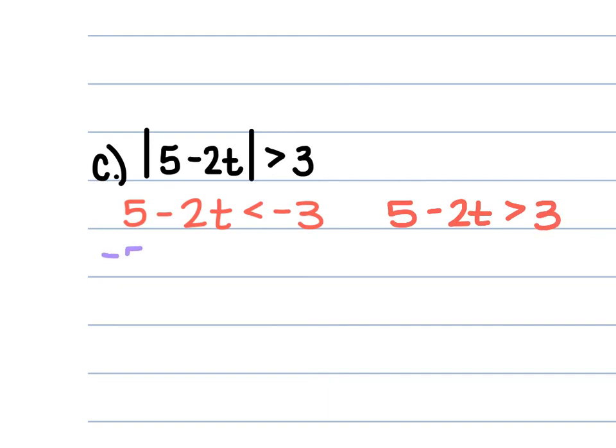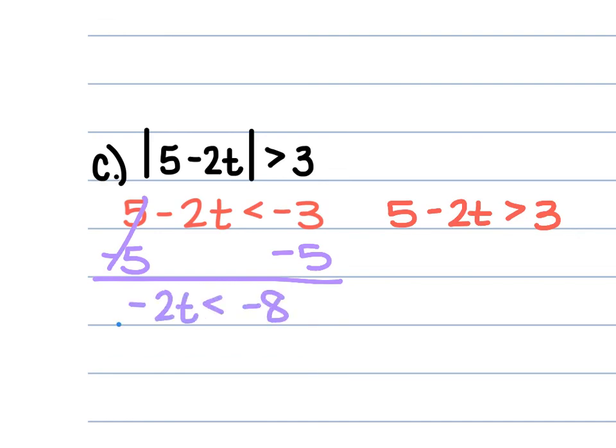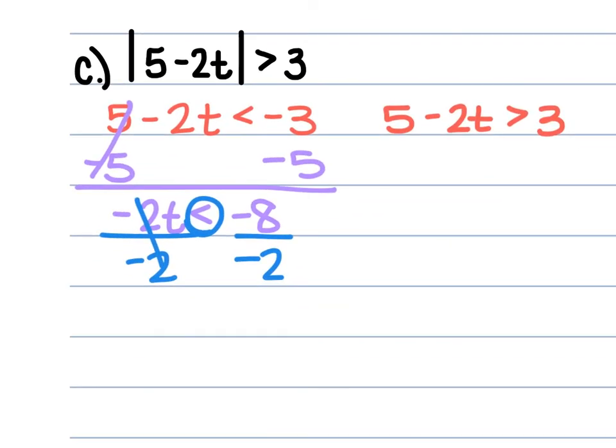Start moving over. That 5 moves over first by subtracting it from each side, so negative 2t is less than negative 8. And then divide by negative 2, switch the sign. We get t is greater than positive 4. Go back to the other one.